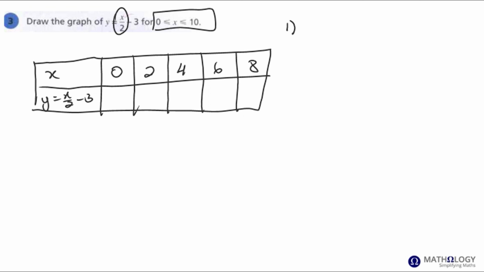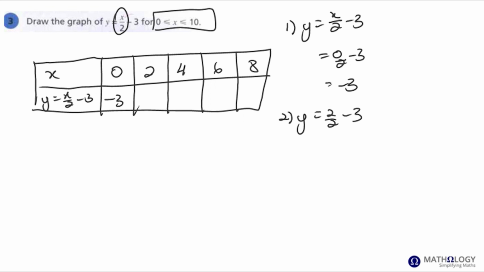So y equals x over 2 minus 3. So when x equals 0, we're going to have y equals 0 over 2 minus 3. 0 minus 3 is going to be minus 3. So the first y value will be minus 3. Then we're going to have y equals 2 over 2 minus 3. That's 1 minus 3, which is minus 2. So the second y value is minus 2.